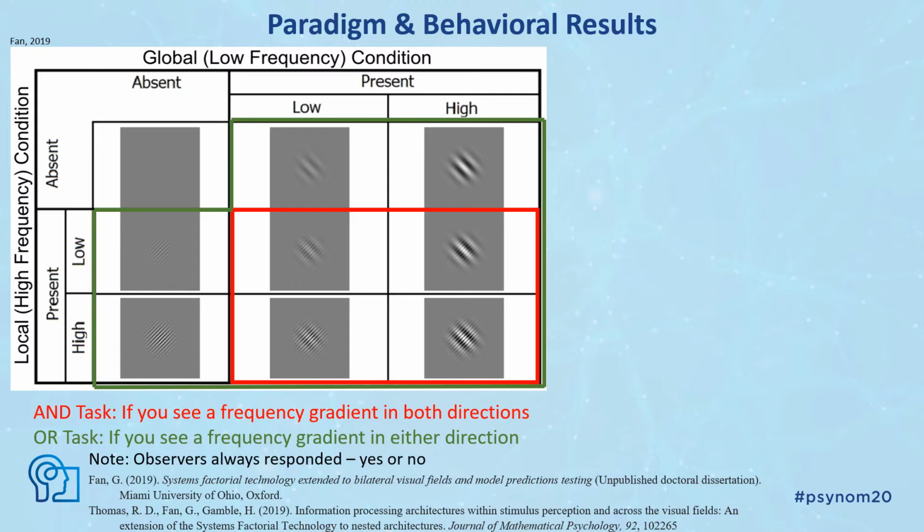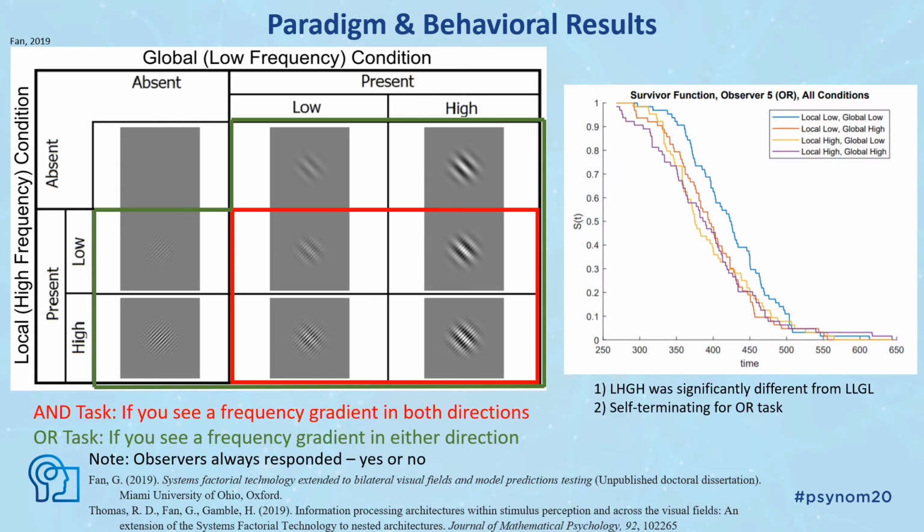When present, salience of each grating was manipulated across two levels of luminance contrast. Across sessions, observers completed two task types: an AND task in which the observer indicated yes only if both components appeared, and an OR task in which observers indicated if any component was present. In addition, motivated by an extension of the theoretical methodology presented in Thomas, Fawn, and Gamble in 2019, the Gabor patch could appear in either the left visual field, right visual field, or in both.